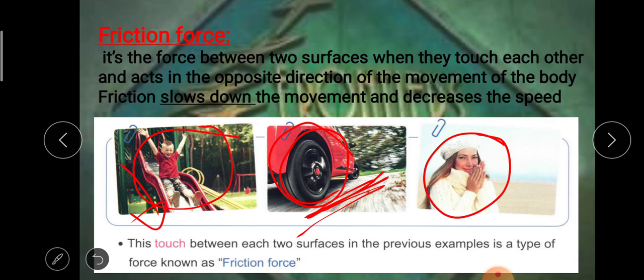So what is meant by the friction force? We're going to say it's a force between two surfaces. We have two surfaces that touch each other, and it acts in the opposite direction of movement. What does friction do? Friction slows down the movement and decreases the speed.